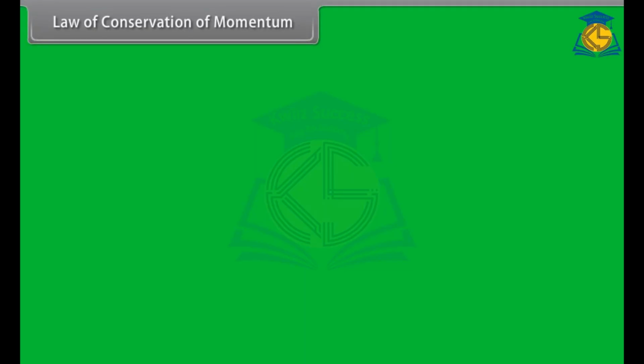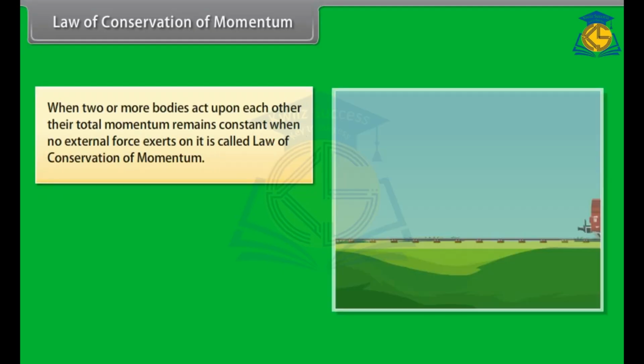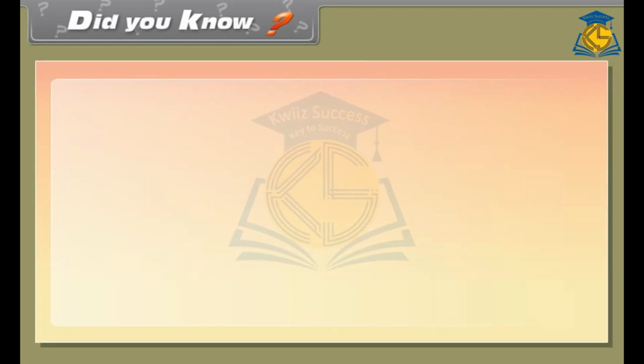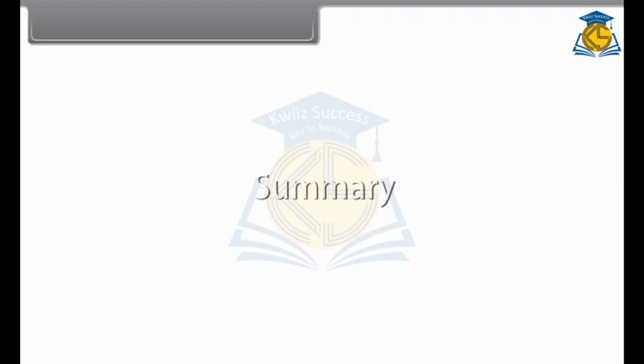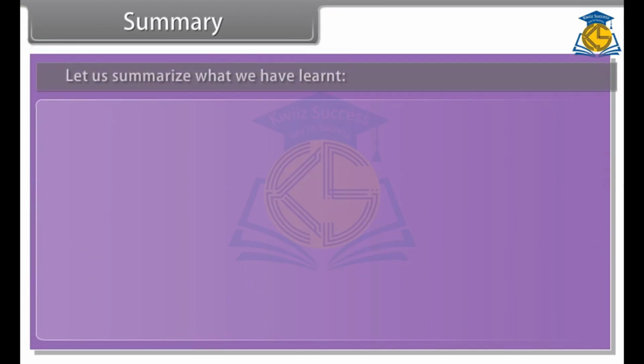Assessment. Law of conservation of momentum. When two or more bodies... Did you know? Summary. Let us summarize what we have learned.